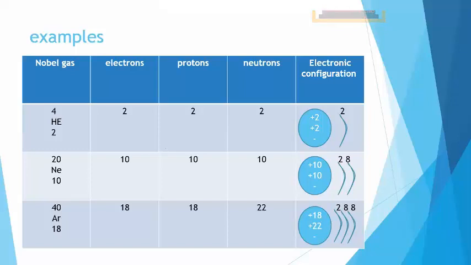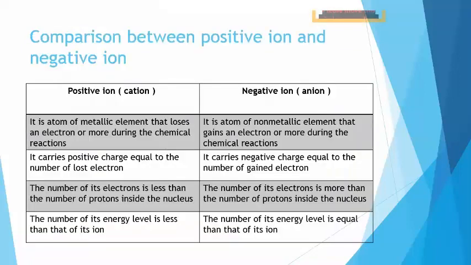When you write the electronic configuration of neon, 2, 8, the outermost energy level is completely filled with electrons, so neon doesn't participate in any chemical reaction or chemical combination. The last example, argon 18,40, contains 18 electrons, 18 protons, and 22 neutrons. So it is completely filled with electrons, as you see in this slide, and it doesn't participate in any chemical combination or chemical reaction.